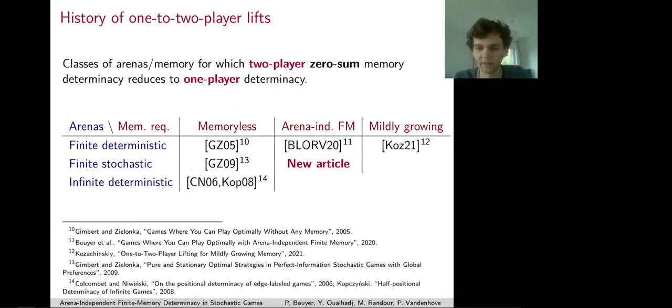And there is also another example with a very different technique about infinite deterministic arenas, but with memoryless strategies, that is based on a characterization of parity games by Kolkomba and Nowinski in 2006, and that the 1 to 2 player lift has been discussed a bit later by Kopczynski.